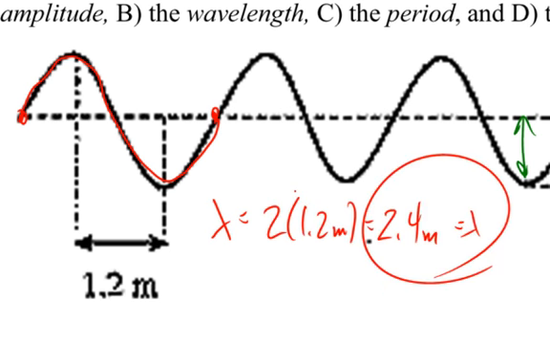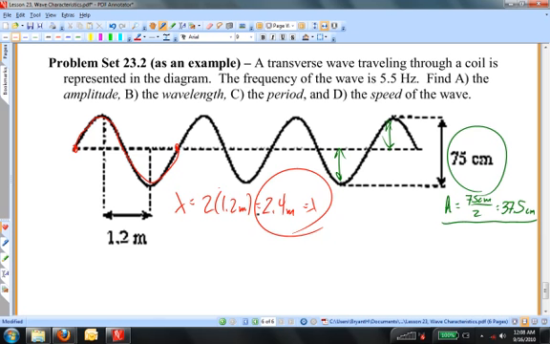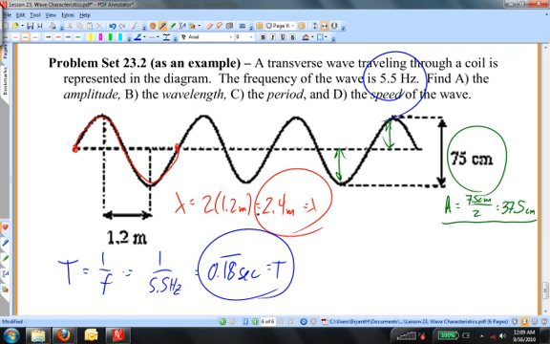Part C says to find the period. The period is the reciprocal of the frequency, and they've told me what the frequency is. They've said that the frequency is equal to 5.5 hertz. So I'm going to take the reciprocal of that. The period, T, is the reciprocal of the frequency, and I put the numbers in. And I get 0.18 repeating seconds. That's part C.